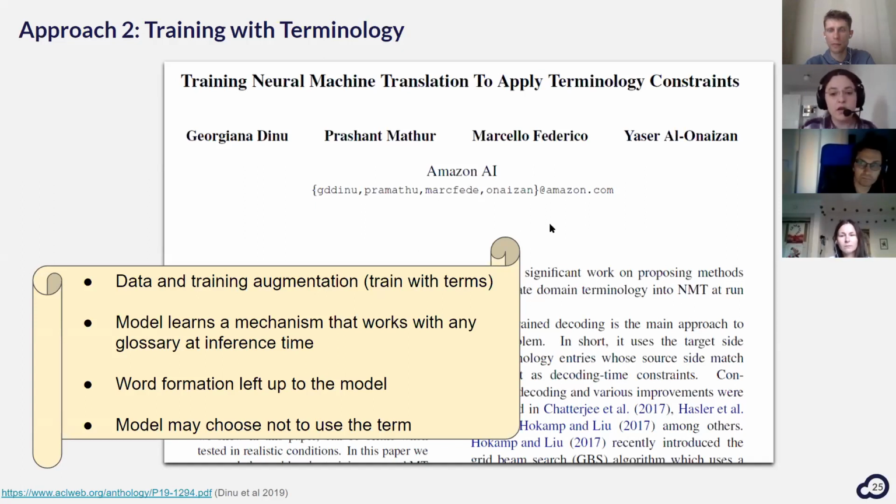Word formation then is also left up to the model, because you're training it from the beginning with the terms. So then it's up to the model how to produce the output. But of course, the model is not forced to use the term, so you might see the term showing up less if it thinks that the probability of that term in that location is really low. Basically, you can have difficulties overriding its innate behavior of wanting to use the language that it's been trained on. So let me go a little bit more into detail on exactly how this approach works.